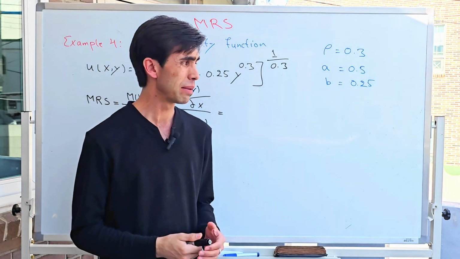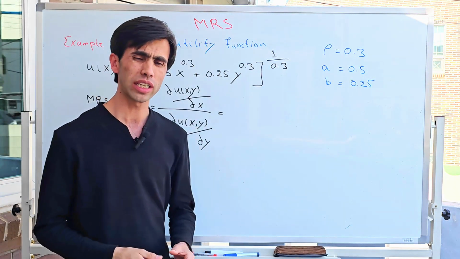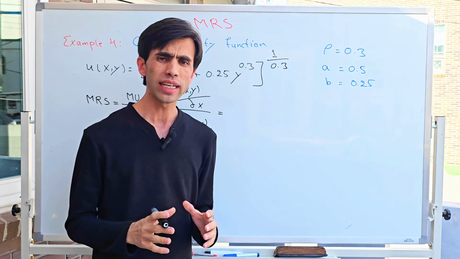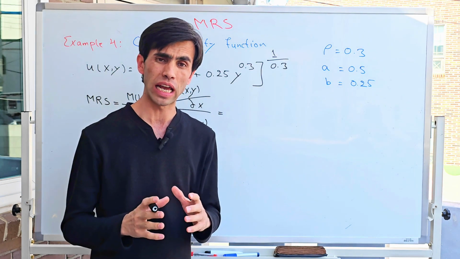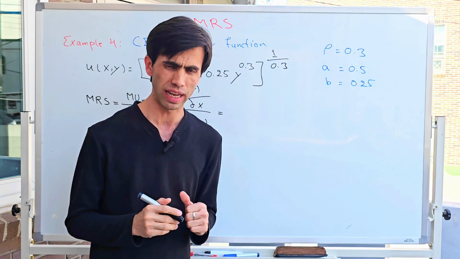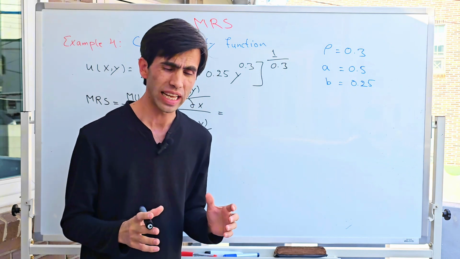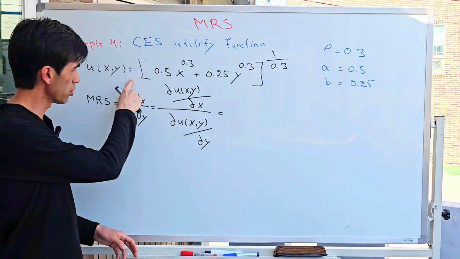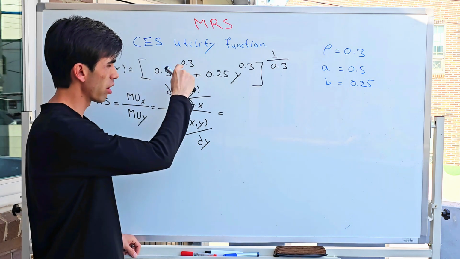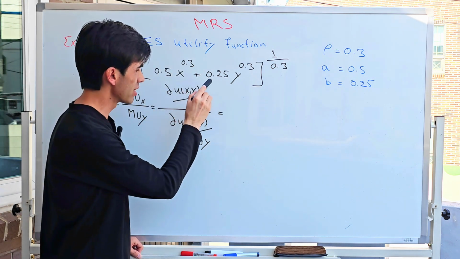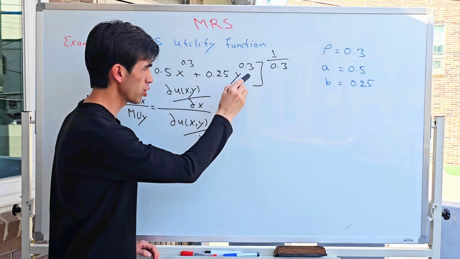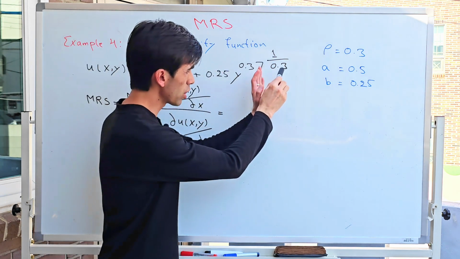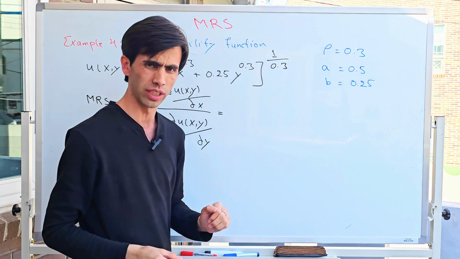In our example of number 4, related to marginal rate of substitution, let's find out the marginal rate of substitution for a numerical CES utility function, which our function is. The utility is a function of x and y and is equal to 0.5 x to the power of 0.3 plus 0.25 y to the power of 0.3, whole to the power of 1 over 0.3.